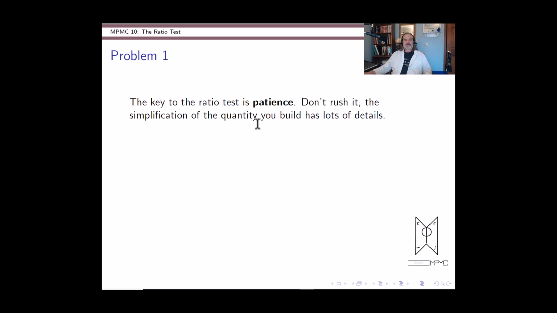The key to successful execution of the ratio test is to be patient. There's a lot of details, and until you get super good at it, don't try to rush it. Don't try to get to the limit right away. Just build the thing you've got to build. Simplify the thing. Not until you're done simplifying and you're happy with it, then worry about the limit value. Okay, don't try to leapfrog.